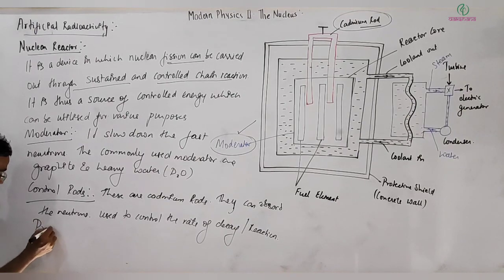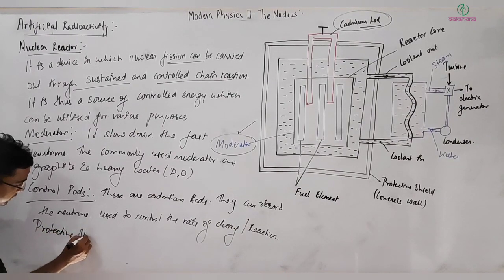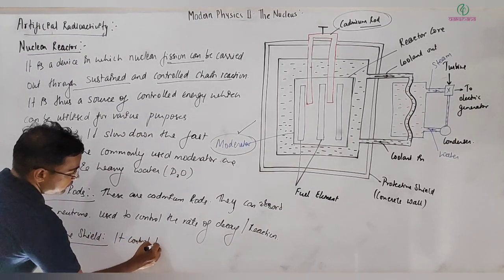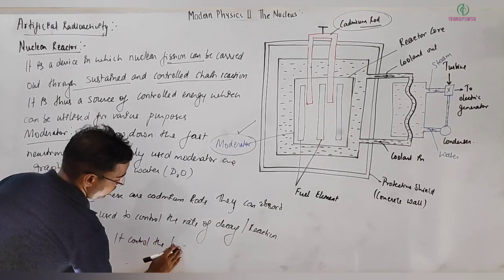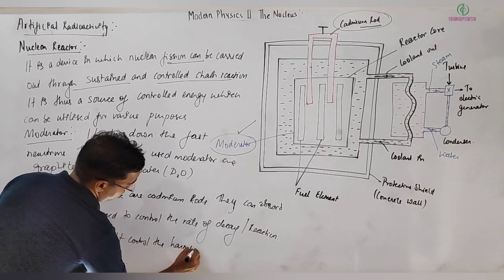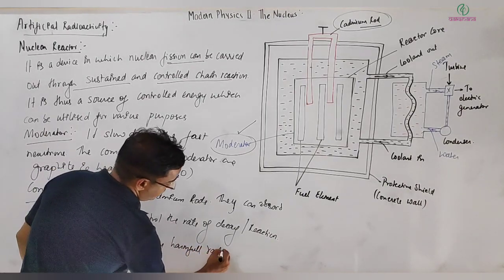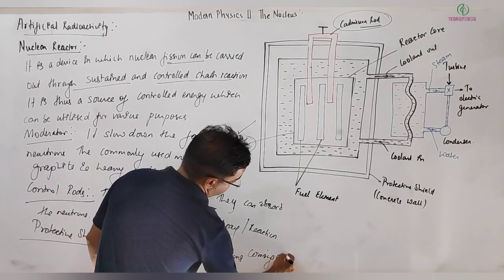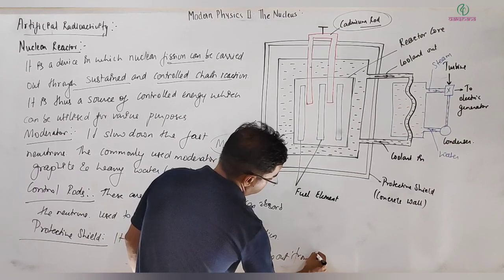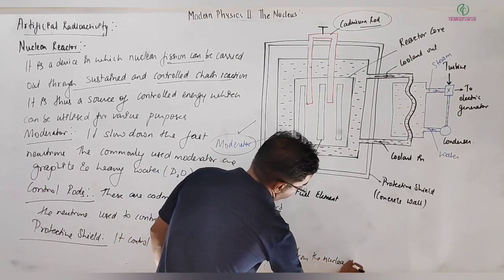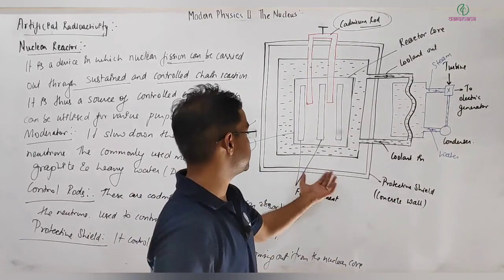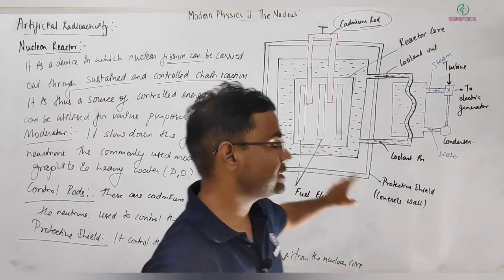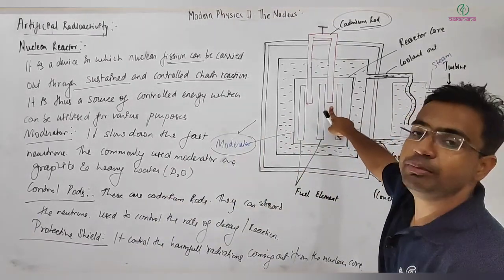So the protective shield controls the harmful radiations coming out from the nuclear core. In that way the people working outside or in this reactor are still safe. So this is how we can control the rate of the reaction by cadmium rods.